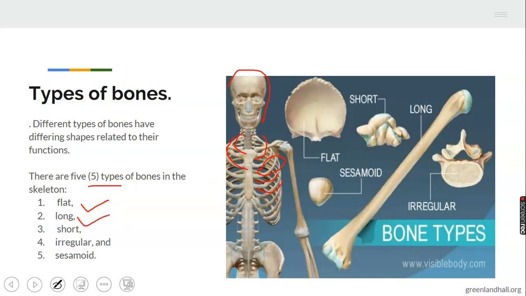Look at the screen, you see some examples. Look at the flat bone. Look at this long bone. You can see it's labeled. We have short bones. You can see these bones, they are not very long. They are not even long at all. They are just short like that.